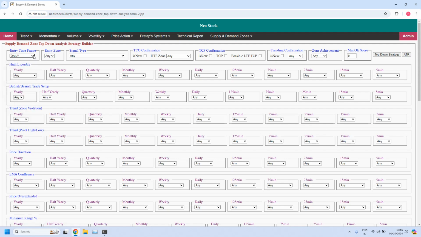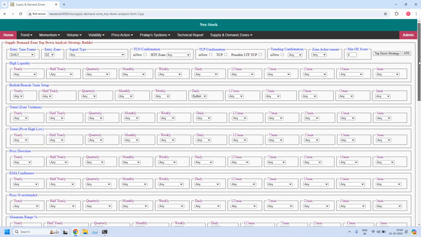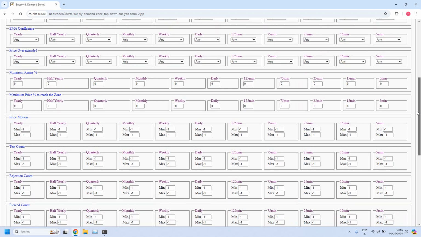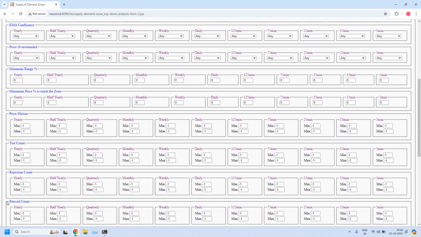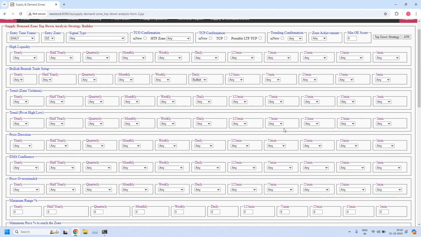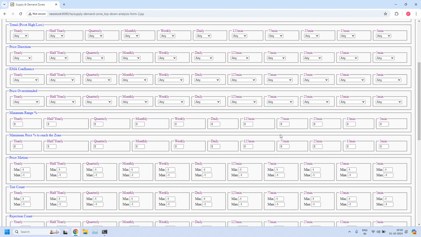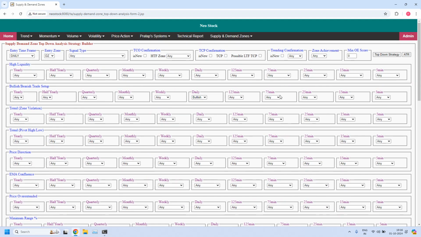For that, entry time frame should be daily and entry zone should be demand zone. In bullish or bearish trade setup at daily time frame, that is entry time frame, we have to select the value bullish. And this daily demand zone should not be pierced. So in the pierced count column, at daily time frame, that is entry time frame, I am setting minimum value 0, maximum value 0. That means pierced count is 0. Pierced count 0 means zone is not pierced.